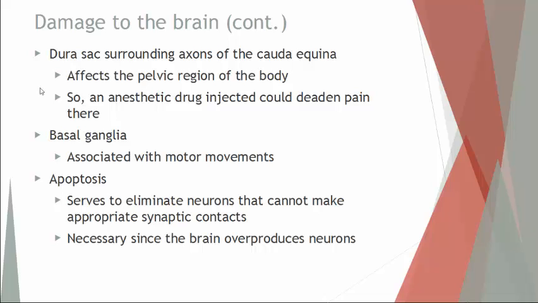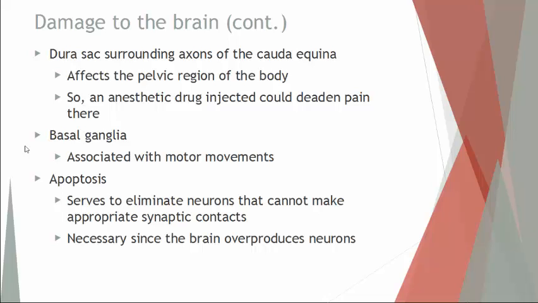And this will affect the areas of the pelvic region of the body. So it's common to get an anesthetic injected in this area to deaden pain. When a woman gets an epidural during labor for childbirth, this is where the injection will take place. So damage to this area, the cauda equina and the dura sac, can impact regions from there and below as the neurons continue forward. Next we'll talk about the basal ganglia.